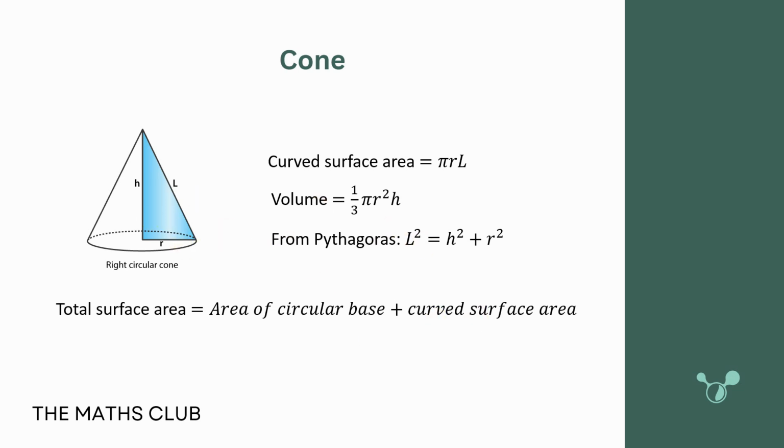And then for the total surface area, there's the circular base. You have to find the area of the circular base, and then there's the curved surface area, which is this top here. So you have to add both of them. The base is pi r squared, and we said the curved surface area is pi r L. By the time you add both of them, you should find your total surface area. Of course, you can factor out pi r from both terms.